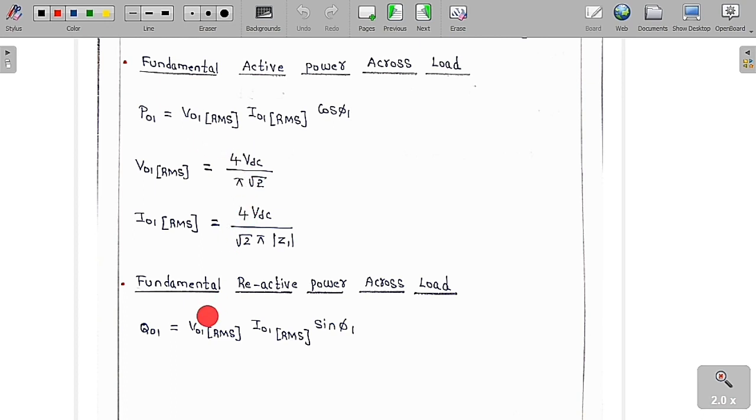Then we can substitute and simplify to get the amount of fundamental active power consumed by the load. Similarly, the fundamental reactive power across the load, meaning how much fundamental reactive power is consumed by the load, is equal to the RMS value of the fundamental output voltage into the RMS value of the fundamental output current into sin of phi 1. We know everything, so just with substitution and multiplication we are going to get the solution.